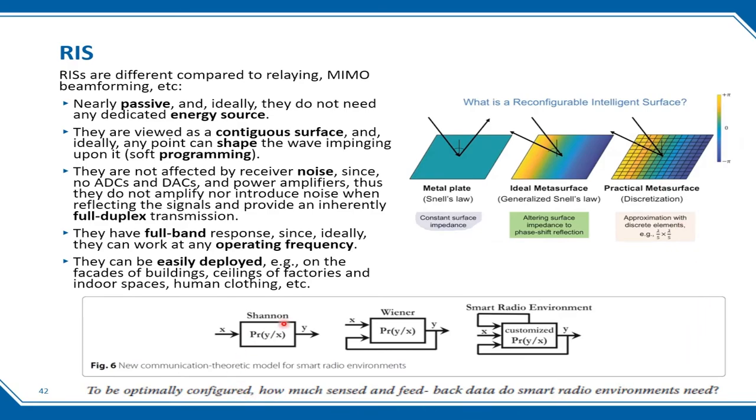So largely, if you look at how the entire communication, the physical layer communication, is evolving: from sensing the channel, to adapting the signal to the channel, now we are moving towards a smart radio environment, and in a way we are trying to control the channel itself. So that's the evolution in this.